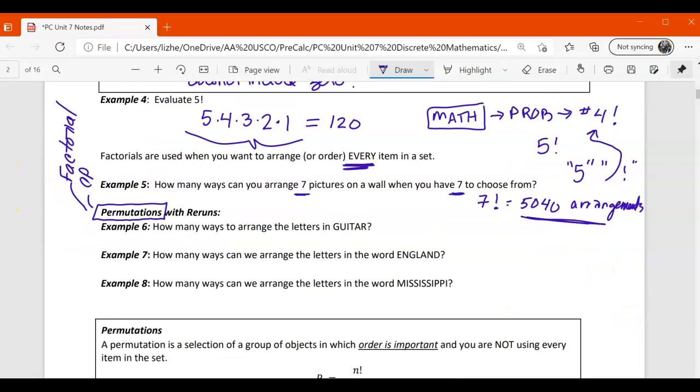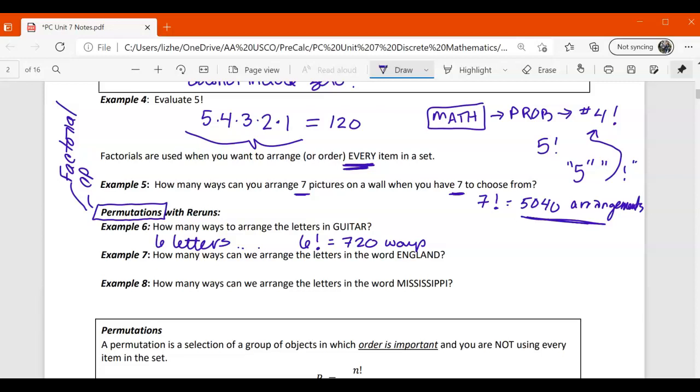And let's look at example 6 here. What this means is how many ways can I arrange the letters in guitar? Now when you look at that, we're not trying to make words, we're just trying to arrange the letters in different ways. There are 6 letters, 1, 2, 3, 4, 5, 6, so 6 letters. And we want to use all the letters. So therefore, we would use a factorial. And you do 6 factorial, and you find out that there are 720 ways to arrange those letters. Now, those ways will not make words, but they are different ways to arrange the letters.